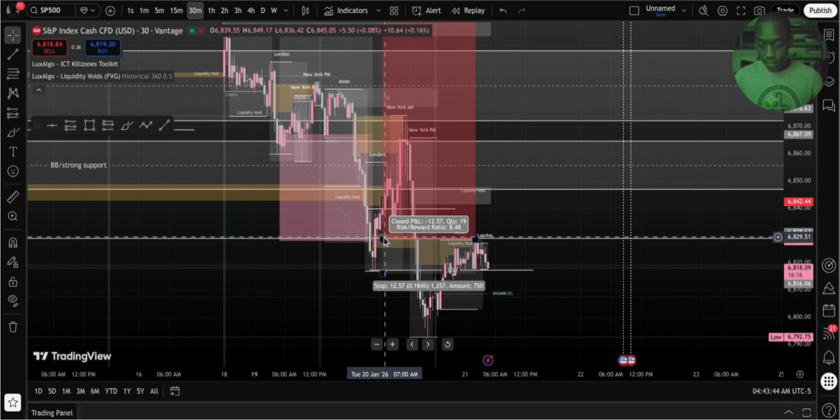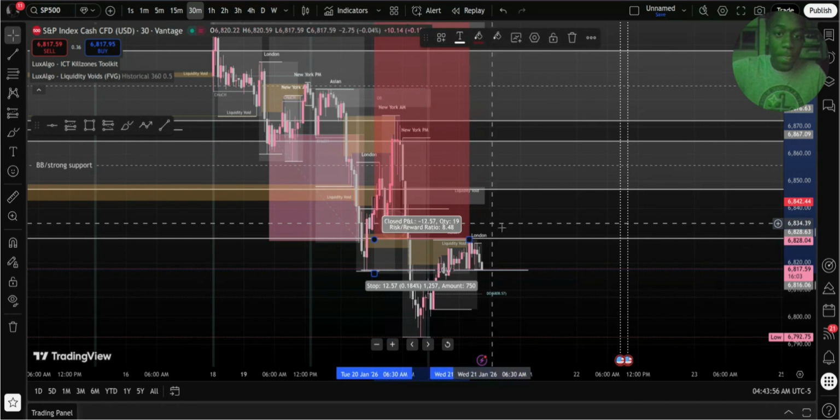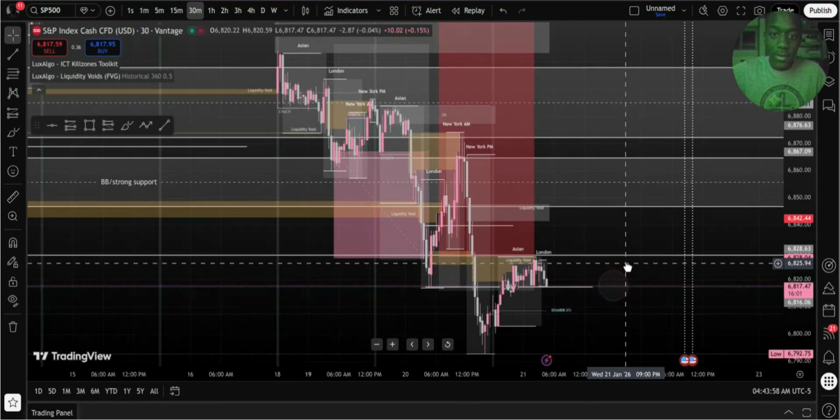Okay, so day 4, trends. Don't trade against the trend. You see what I'm talking about? Don't trade against the trend. What was I trying to do here yesterday? I was trying to trade clearly against the trend.